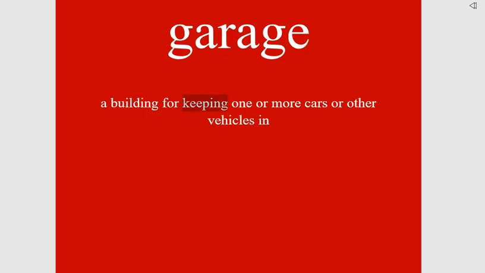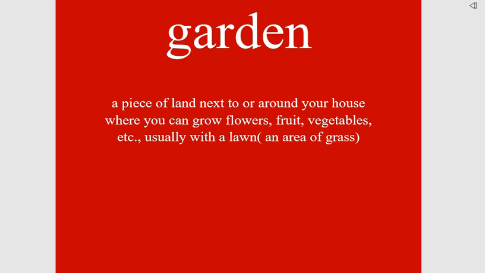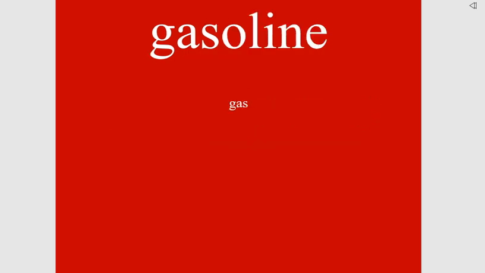Garage. A building for keeping one or more cars or other vehicles in. Garbage. Waste food, paper, etc. that you throw away. Garden. A piece of land next to or around your house where you can grow flowers, fruit, vegetables, etc., usually with a lawn, an area of grass. Gas. Any substance like air that is neither a solid nor a liquid, for example hydrogen and oxygen are both gases.